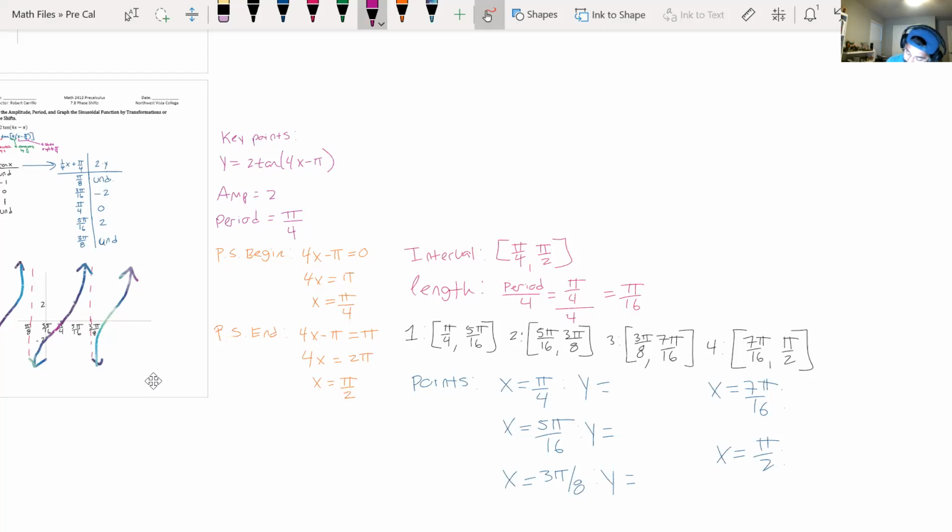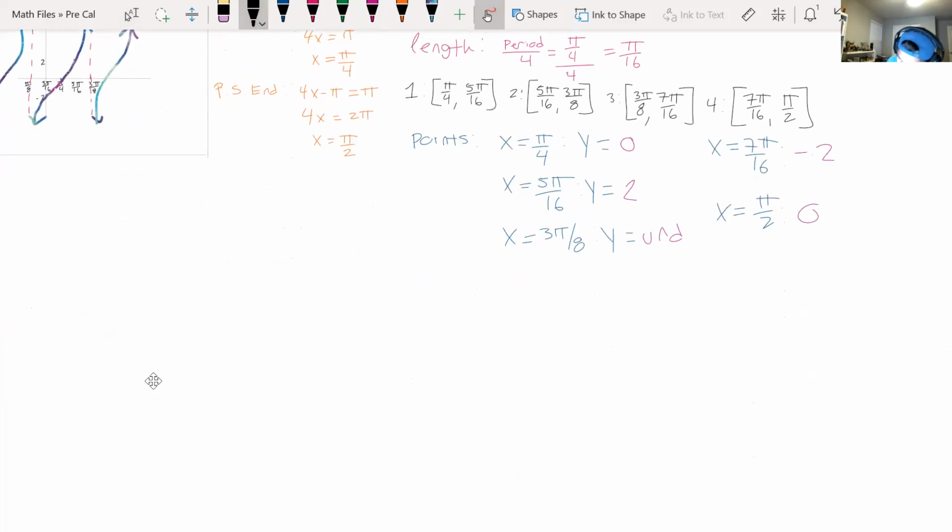So this is going to be 0, 2, and then 3 pi over 8 gives me 2e to the 12th. Oh my goodness. Oh, that means it's undefined. And then 7 pi over 16, I get -2, and then pi over 2, I get 0. So with key points, we're just a little bit different, but it's not too bad.